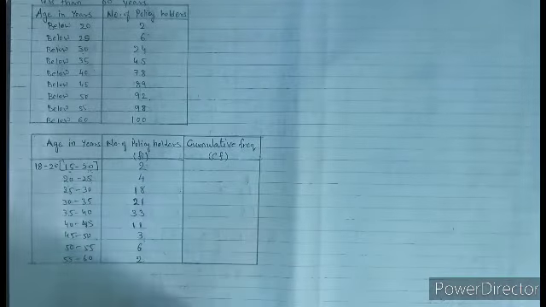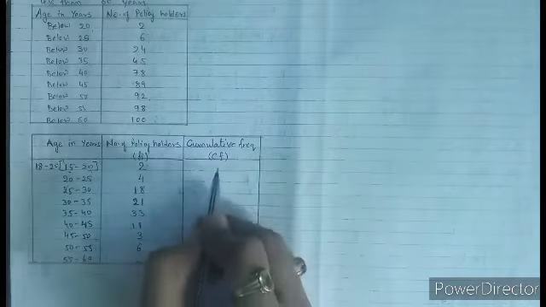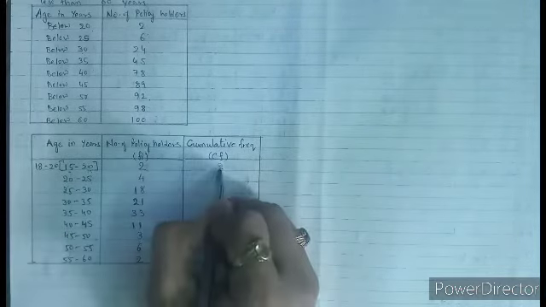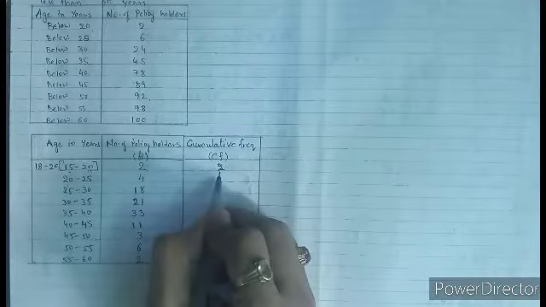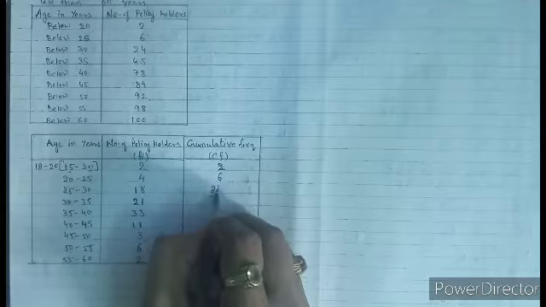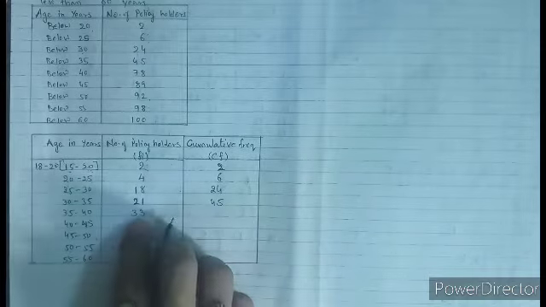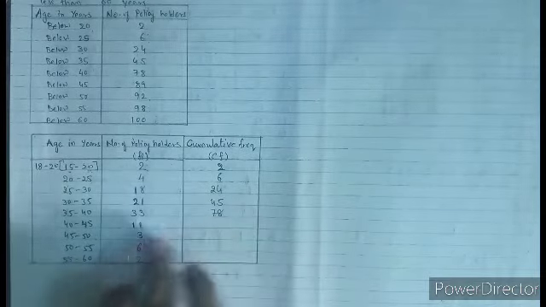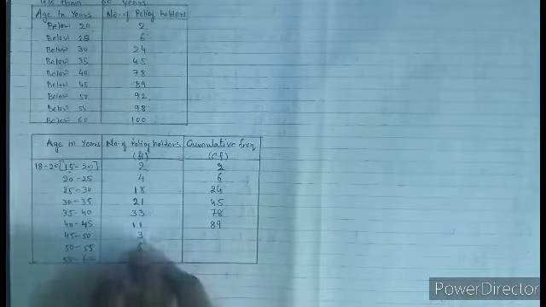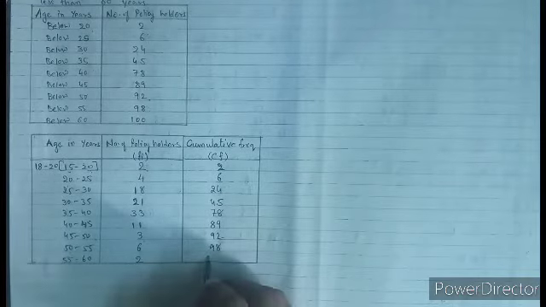As we know, to get the median, the first thing we have to find is cumulative frequency. For class 1, the cumulative frequency is the same as the frequency, so it will remain 2. For the next classes, we keep on adding the frequencies. So 2 plus 4 is 6. Then 6 plus 18 is 24. Then 24 plus 21 is 45. Then 45 plus 33 is 78. 78 plus 11 is 89. 89 plus 3 is 92. 92 plus 6 is 98, and 98 plus 2 is 100.